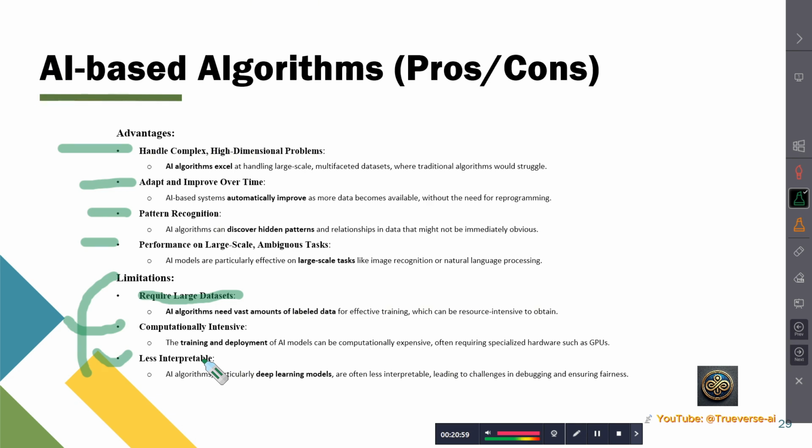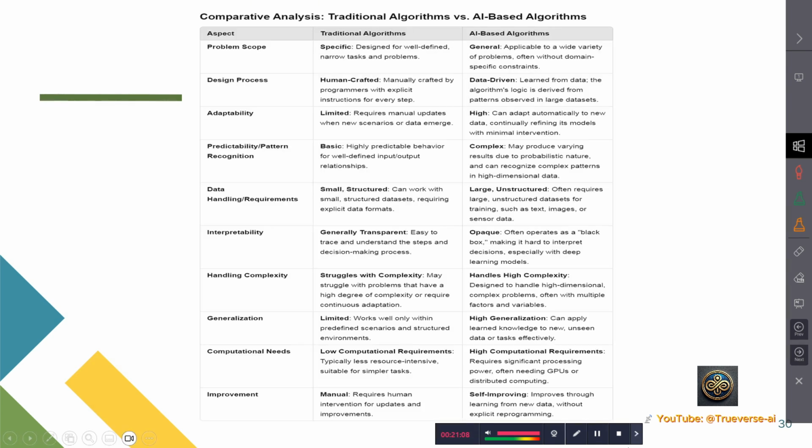So let's look at a table, which is a very interesting table. This slide provides a comparison between traditional algorithms and AI-based algorithms. Let's go through each aspect to understand how these two approaches differ in their design, adaptability, and performance across various tasks. So, as we discussed before, let's start with the problem scope.